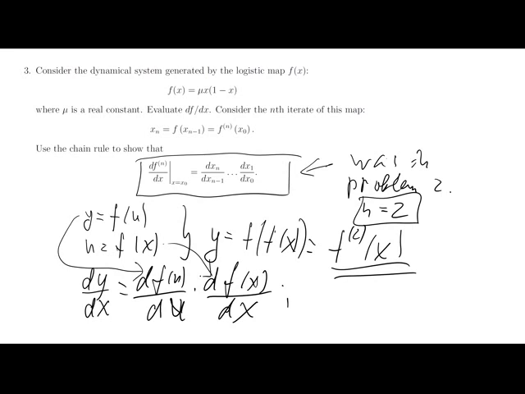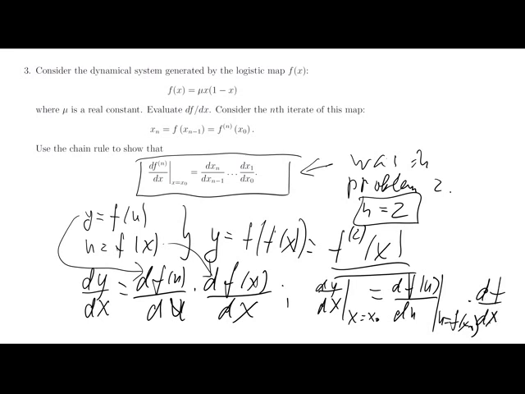Now, if I want to find dy over dx when x has a specific value, say x naught, then it will be df over du when u equals f of x naught, times df over dx at x naught.